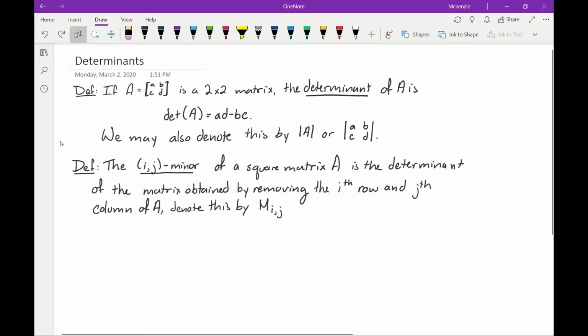Additionally, the way that we're going to define determinants is piece by piece. So let's start by defining the minor. The minor of a square matrix is the determinant of the matrix that you get when you remove one of the rows and one of the columns of the given matrix. We'll denote this by Mij, so ith row, jth column.